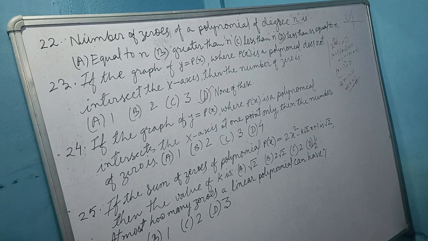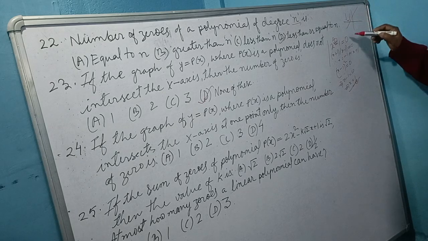Now number 24. If the graph of y equal to p(x), where p(x) is a polynomial, intersects the x-axis at one point, then the number of zeros will be the same. If you cut the axis by this line, it is cutting the x-axis at one point.